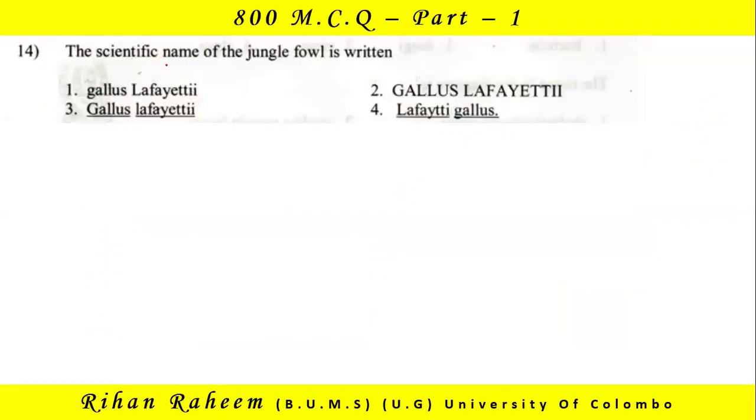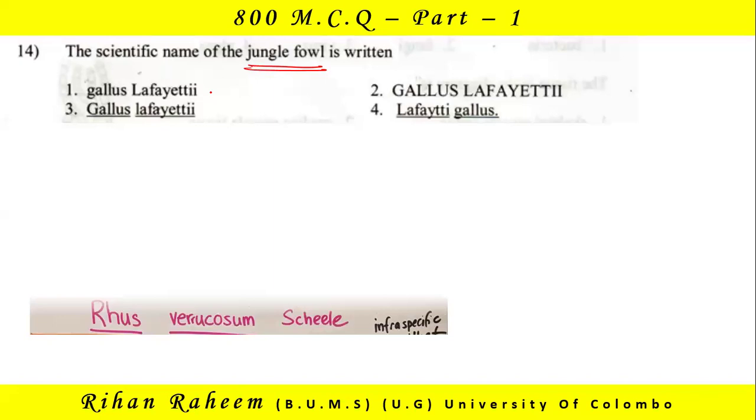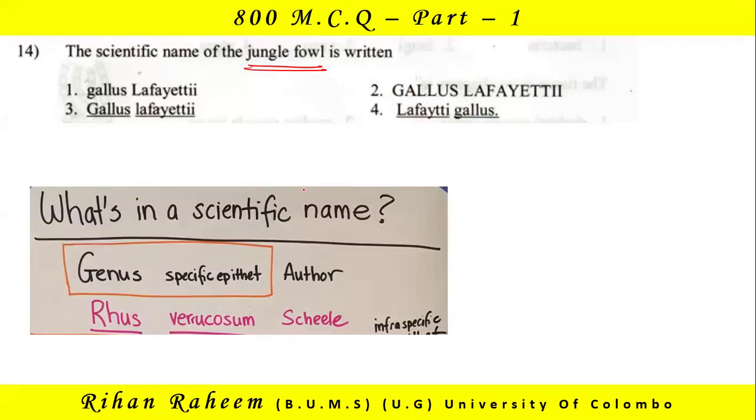Okay, let's move to question number 14. The scientific name of jungle fowl, the national bird of Sri Lanka, is Gallus lafayette. But here they are not asking you for the name. They are asking you for the scientific nomenclature, the scientific method. Normally, when writing a scientific name, you have the genus name and the specific name. So genus, species. For some organisms, they give even the name of the person who found it, the author. But that is not there for our O-level syllabus. You don't need to worry about that.